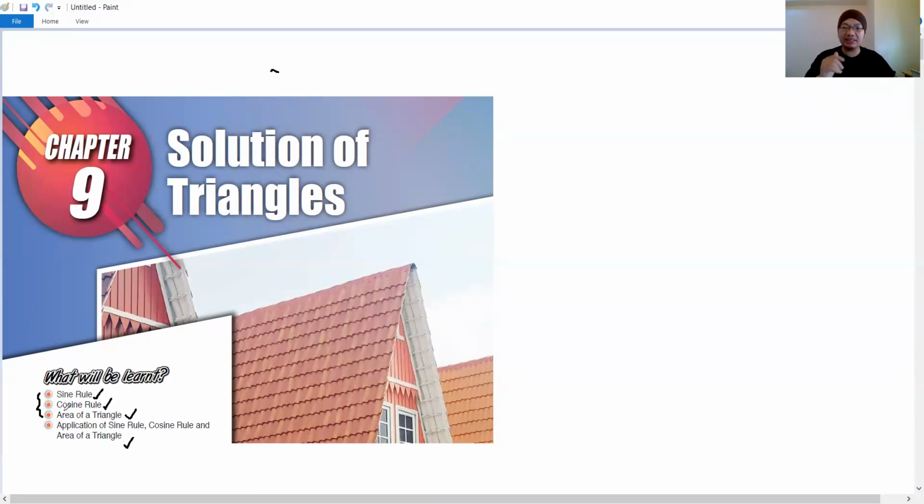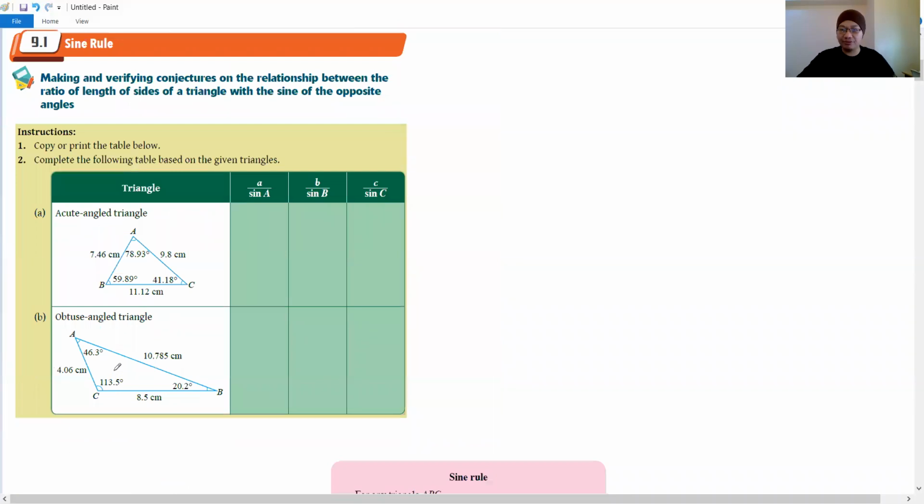For your information, since this chapter is a big chapter, I divide it into 3 classes. So today, our objective is to learn the sine rules, 100% about sine rules only for today. So let's start. What is sine rule?